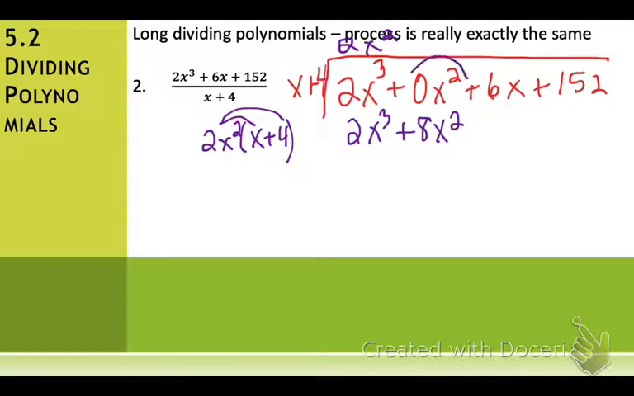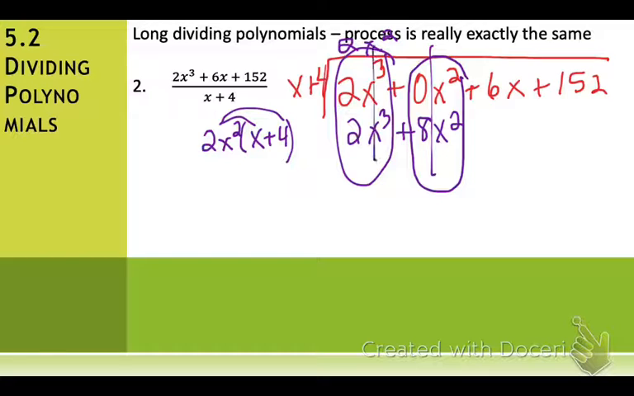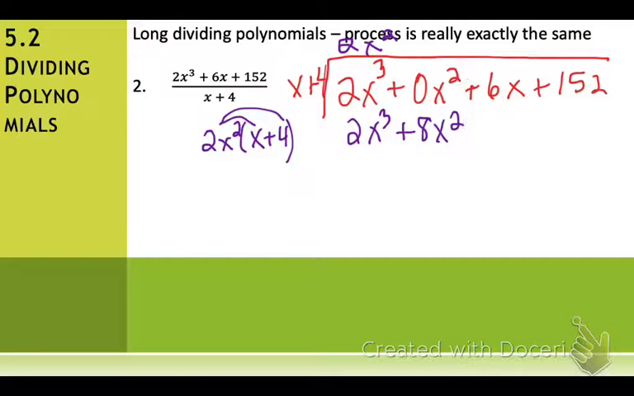So I think you might see why I did that now. It's just nice to have that visual of things lining up so nice. Like my cubes there, my squares here. It's nice to have that. So that's why I use those, what I call placeholders. Put parentheses around it, subtract. 2x cubed minus 2x cubed, that's 0. They cancel out. And 0x squared minus 8x squared is going to be negative 8x squared.